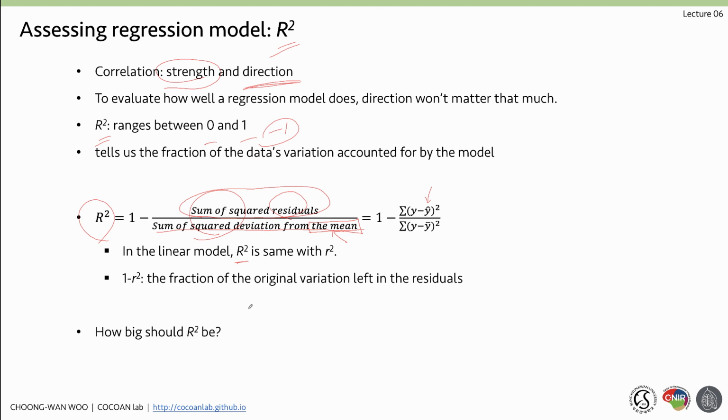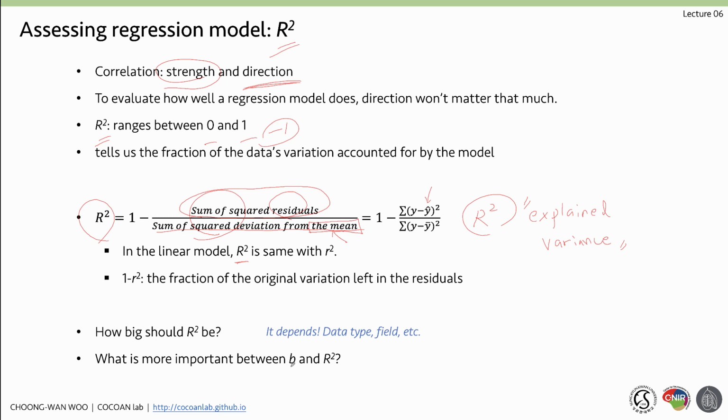How big should R-Square be? It really depends on data type and research field. And what is more important between beta and R-Square? Beta means the relationship between x and y. That tells us about the x unit and y unit, the relationship between those. And R-Square provides us the strength of the relationship. And it really depends on data type and field and research question. Sometimes beta is more important, and sometimes R-Square is more important.